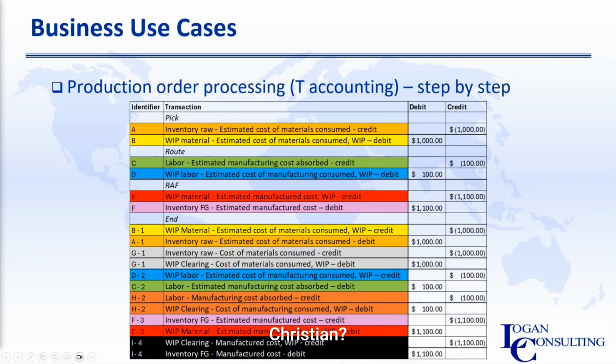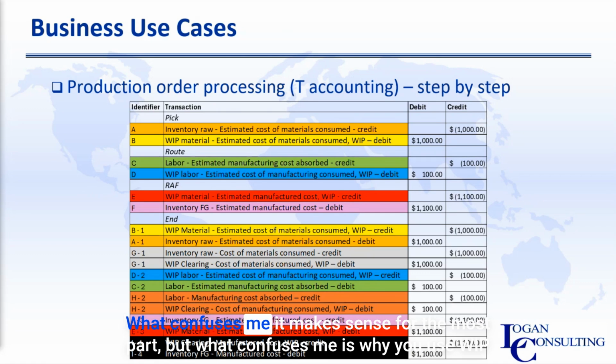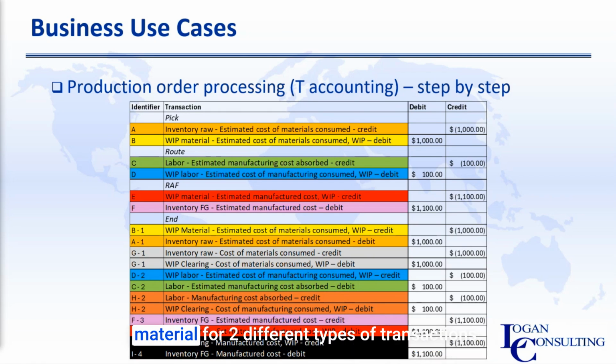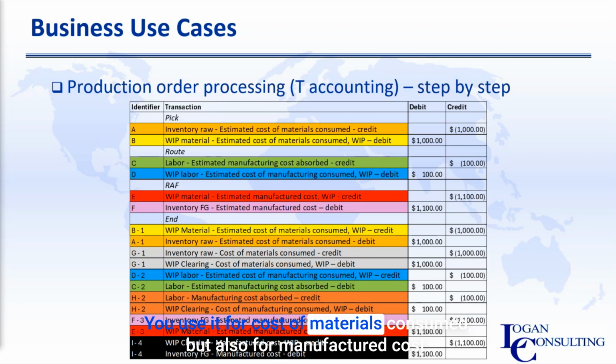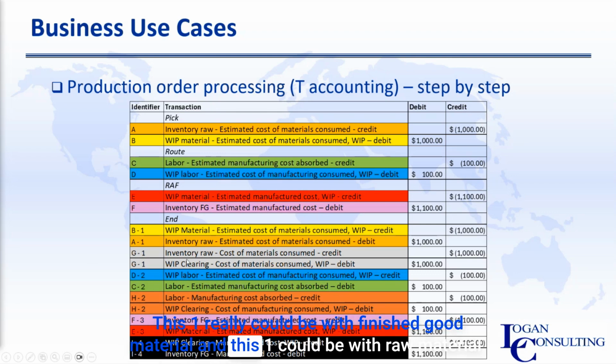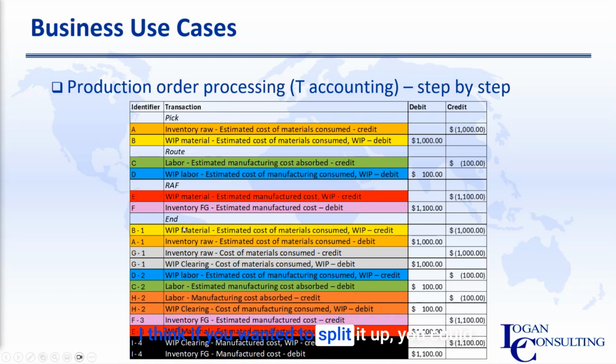Does anyone have any questions? Christian, yeah. What confuses me, it makes sense for the most part, but what confuses me is why you use WIP material for two different types of transactions. So you use it for cost of materials consumed, but also for manufactured cost. This one really could be WIP finished good material, and this one could be WIP raw material. I think if you wanted to split it up, you could. They're both material, right? So I just kept it the same. But yeah, it's a really good point. You could separate those out so they are separated from a WIP perspective.